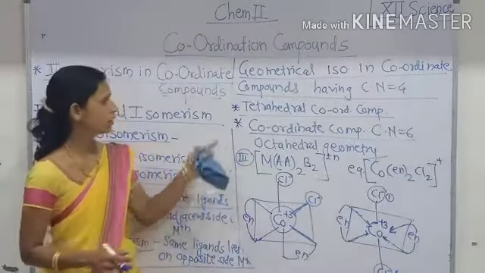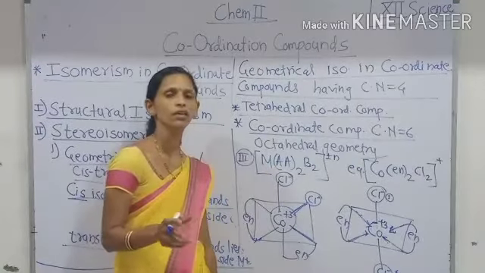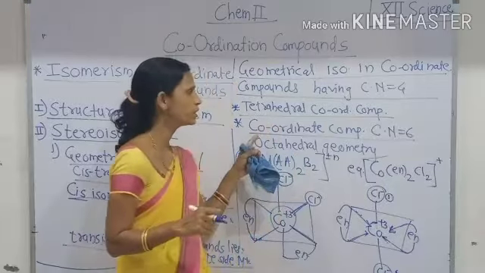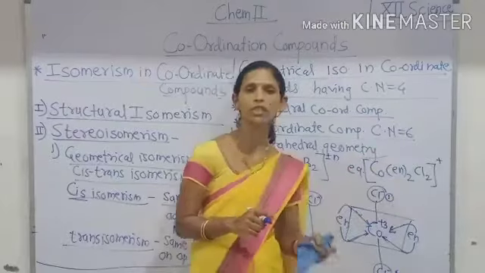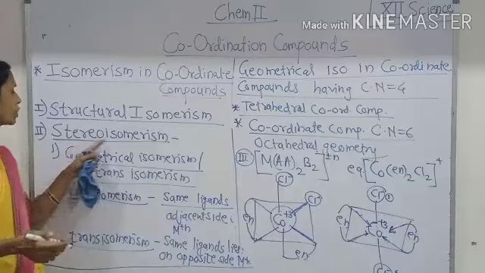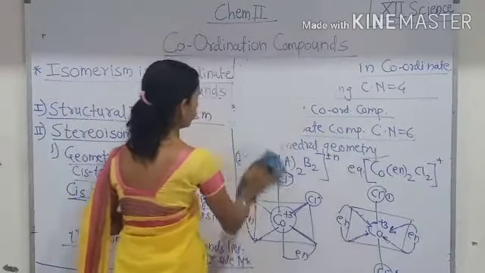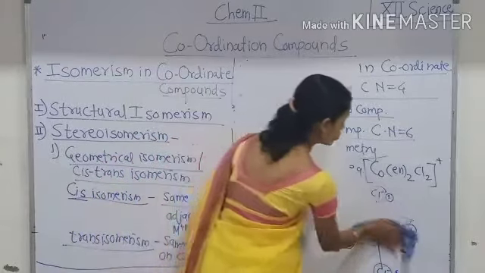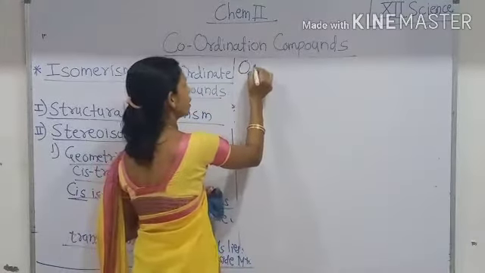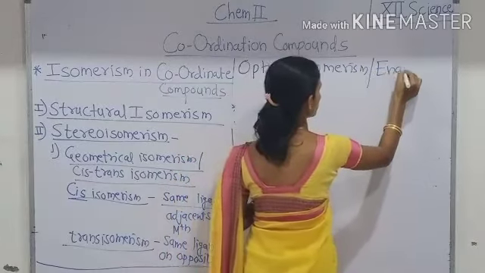Then see here, these are the geometrical isomerism shown by coordinate compounds having coordination number 4 with square planar geometry, and the geometrical isomerism shown by coordinate compounds having coordination number 6 with octahedral geometry. Then the second type of stereoisomerism shown by coordinate compounds is optical isomerism. Optical isomers are nothing but non-superimposable mirror images of each other. Optical isomers are also known as enantiomers.